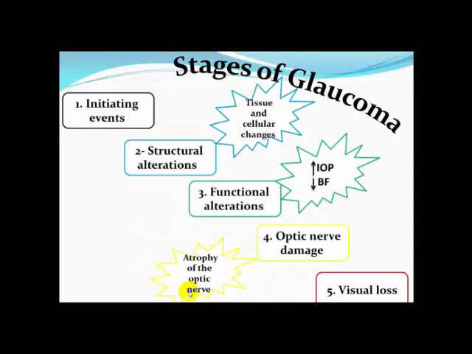Stage 1, initiating event: predisposing factors such as illness, emotional stress, and use of medication such as corticosteroids for a long duration lead to stage 2, structural alteration, which causes tissue and cellular change and leads to stage 3, functional alteration, which causes increased intraocular pressure and decreased blood flow. This leads to stage 4, optic nerve damage and atrophy of the optic nerve, and the final stage, stage 5, visual loss.